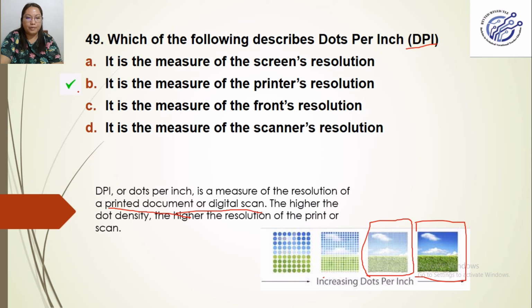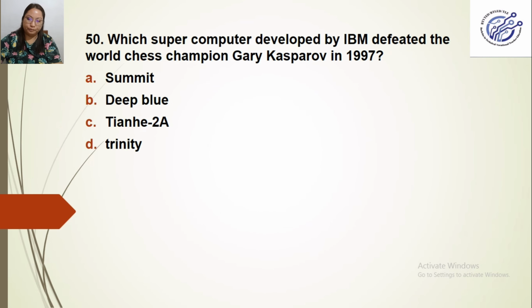The more DPI, the better the result. Then 50. Which supercomputer developed by IBM defeated the world chess champion Garry Kasparov in 1997? So what is the supercomputer that defeated our world chess champion Garry Kasparov? Garry Kasparov is a Russian national.